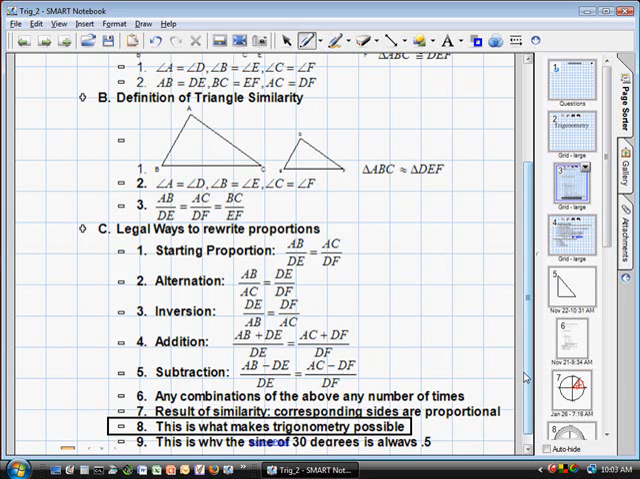And then there was the subtraction method, almost exactly the same. Numerator minus denominator over denominator equals the same thing again. Then I showed you that if you combine those, you could generate new proportions literally forever. And every one of them, if you followed the technique correctly, would be legit.